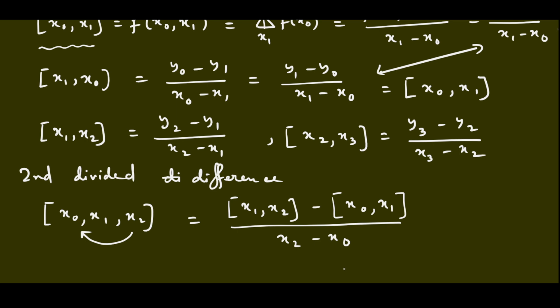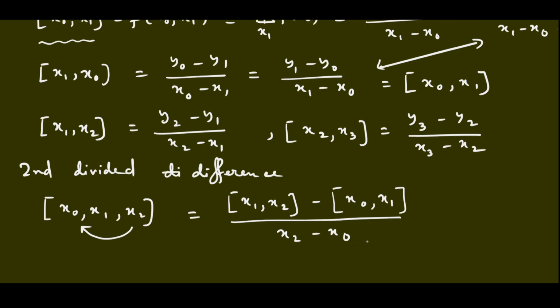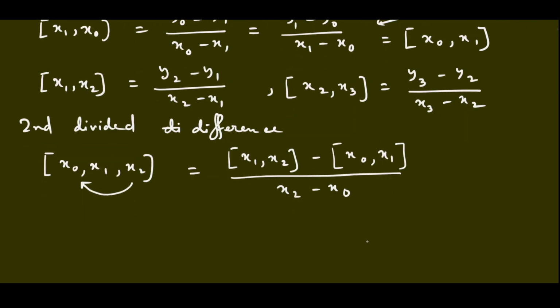Since in each step we are dividing something, that's why it is called divided difference. It is not only the difference. In the numerator we have one difference, in the denominator we also have a difference, but we have to divide. So that's why it's called divided difference. So this is the second divided difference between x naught, x1 and x2.